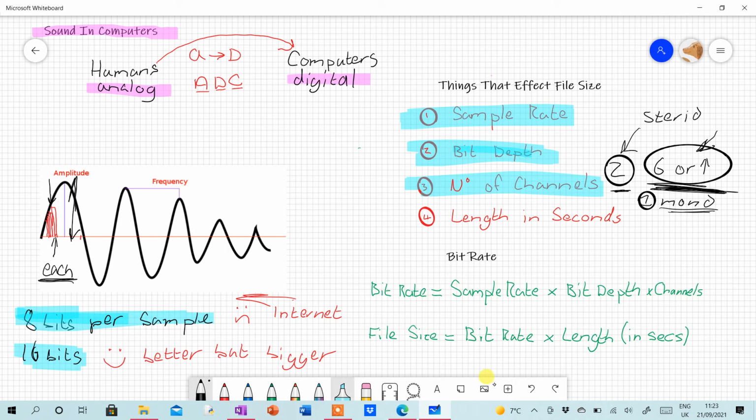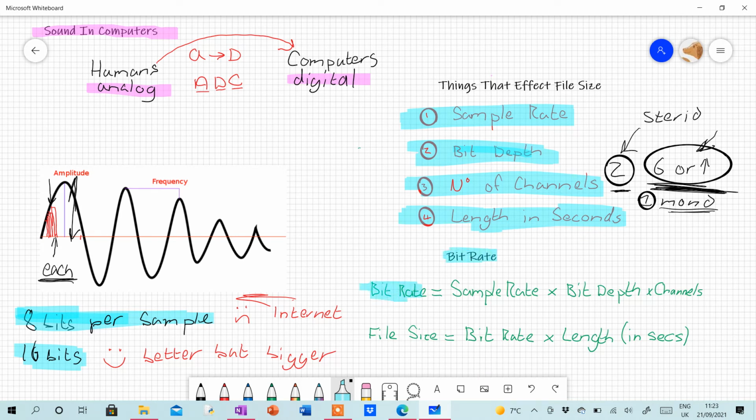And the last thing that is going to affect the size of the file is the length of the sound in seconds. Which is kind of obvious really when you think about it, because the longer the sound, the more memory it's going to take. So when it comes to working out file size, and I'm not going to do an example in this video because I'll make a video of an example when we actually do file sizes as a lesson, to work it out, we need to know the bit rate.